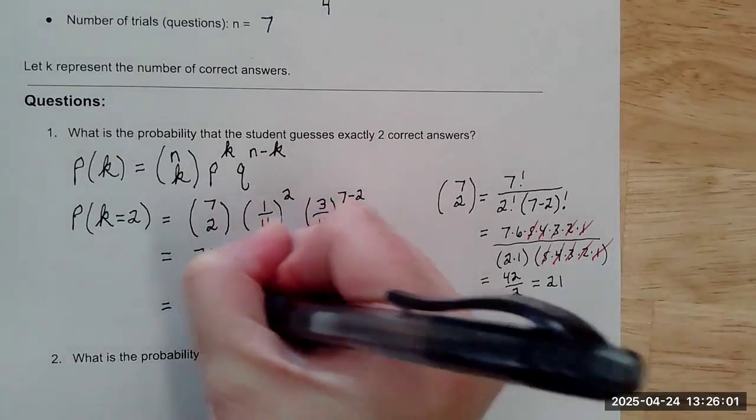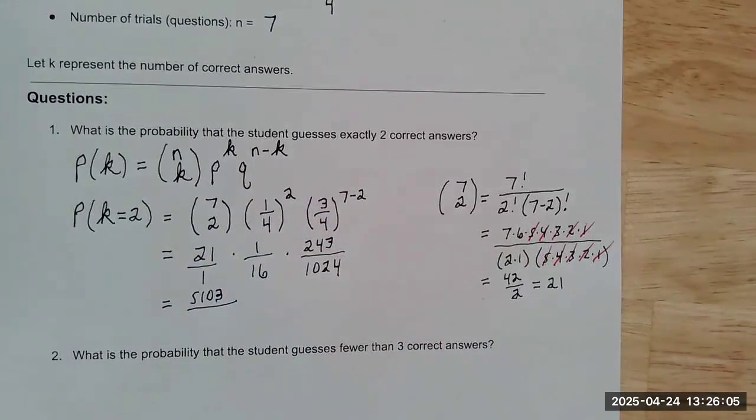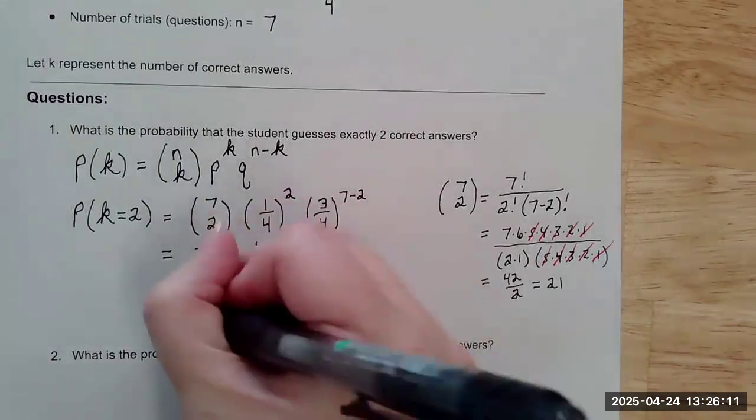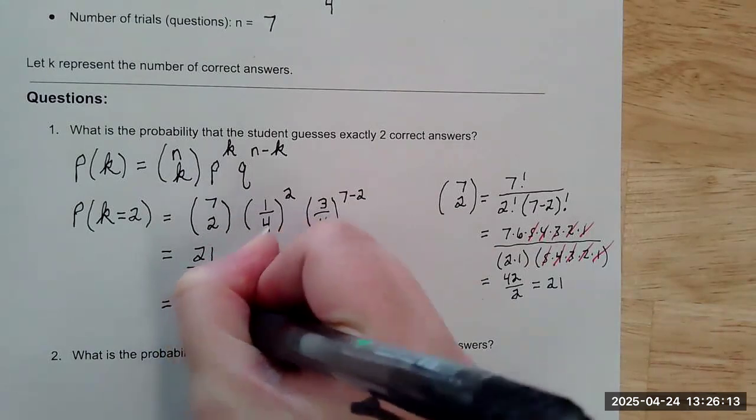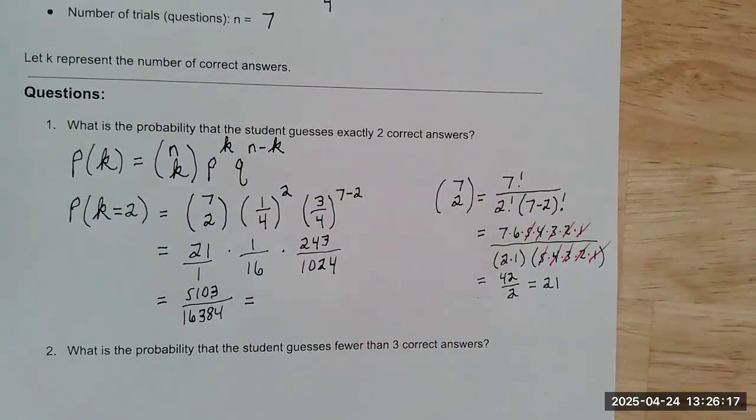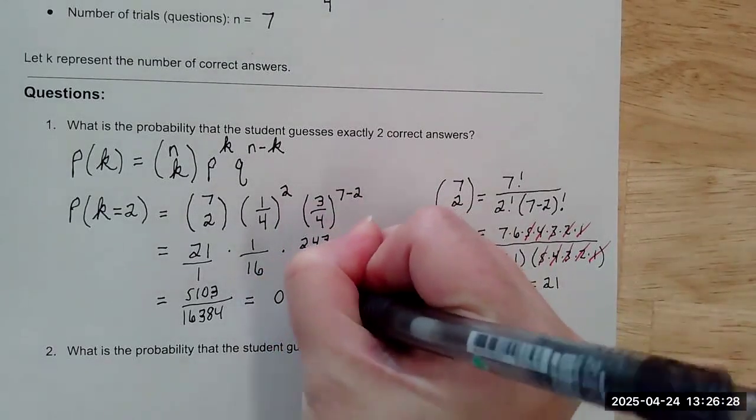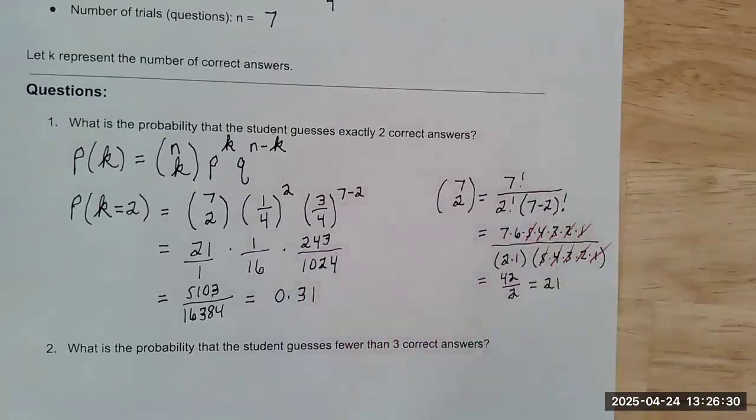So we get 5,103 in the top. 1 times 16 times 1,024 gives me 16,384 in the bottom. So if I simplify that, 5,103 divided by 16,384 comes out to be 0.31 approximately.